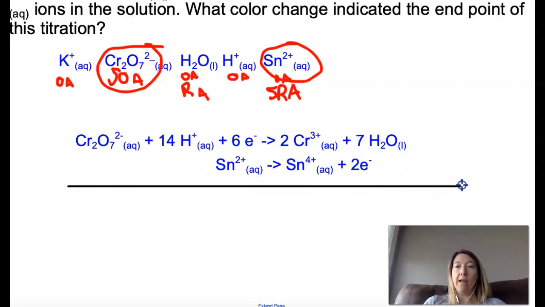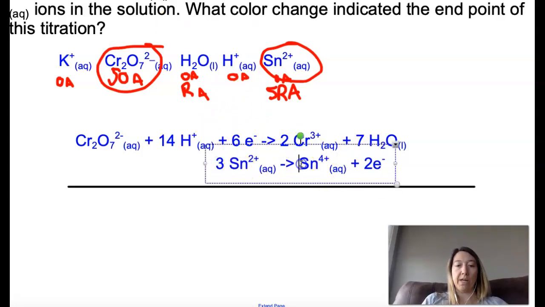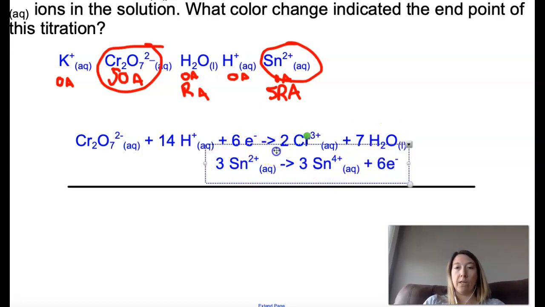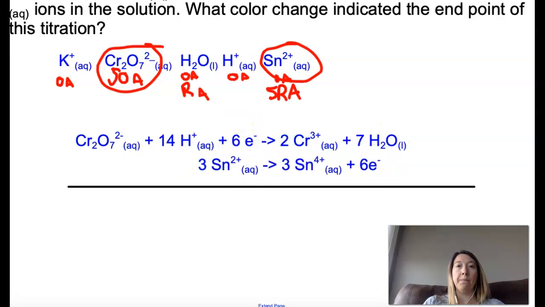So now that I have them, we want to combine them. To combine them, we need to make electrons the same. If this is 6 and this is 2, we're going to have to times everything in this tin equation by 3 so that our electrons are actually going to cancel out, right? So now when we look at this, this is going to cancel with that. So what we're left with is going to be that balanced chemical equation.